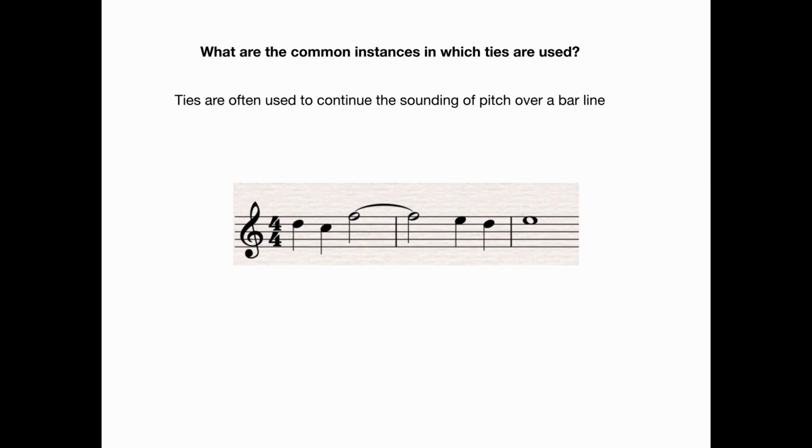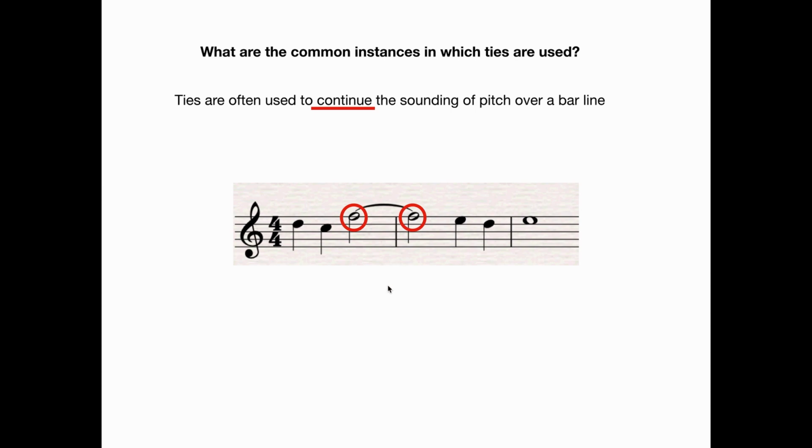A key word in this phrase is the word continue. And so if a pitch is to be continued, therefore the notes that are tied must be the same in pitch, as in this instance where we have two Fs.